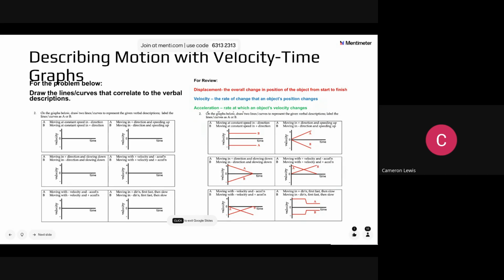Now, instead of saying slowing down or speeding up, we're just talking about positive acceleration or negative acceleration. I think someone came off mute and said something about A. We're starting at the top with a positive velocity. No, A was positive velocity, negative acceleration. So we start positive, but imagine that negative acceleration.